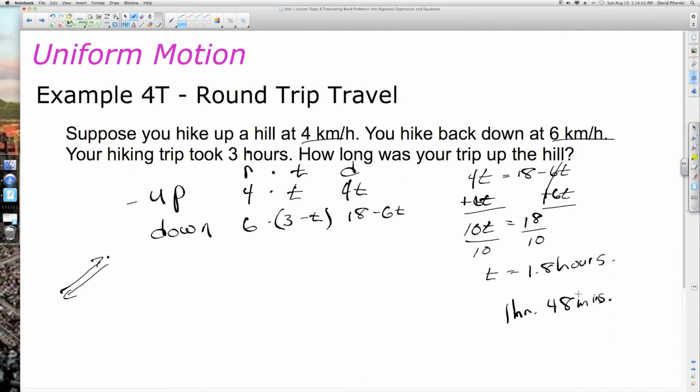And the reason we get 48 minutes is these are 8/10 of an hour, and 1/10 of an hour is 6 minutes. So if we take 8 and multiply it by 6, that gives us 48. So the trip uphill was 1.8 hours, or 1 hour and 48 minutes.